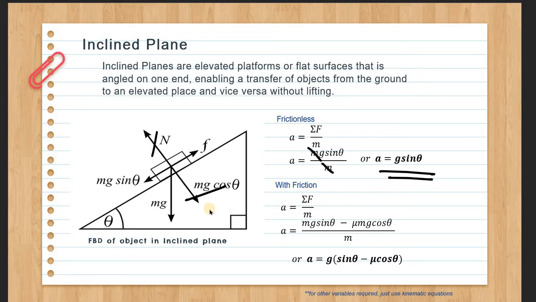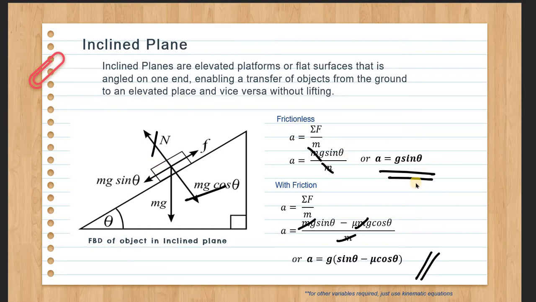angle of inclination. Okay? But then, if there is friction, so this illustration has friction, so we'll have here mg sine theta minus friction because they are acting opposite each other. So, and knowing that friction in inclined plane is mu mg cosine theta. So this will be your equation. And again, we have here the common mass in numerator and denominator. So you'll have here this one. A is equal to g multiplied by the quantity of sine theta minus mu cosine of theta. For other variables required, just use kinematic equation.